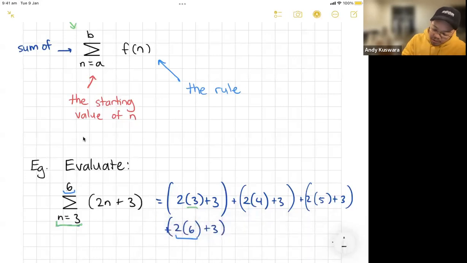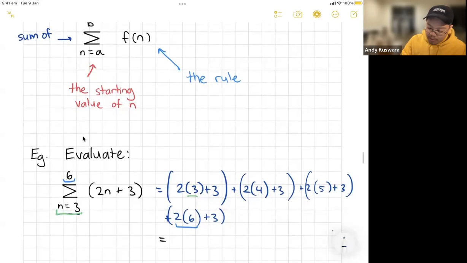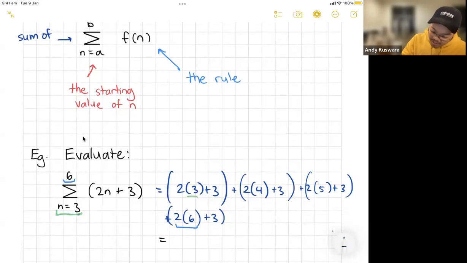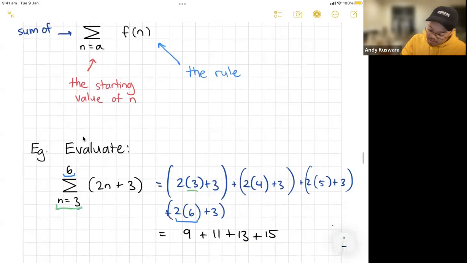And then at this point, you can evaluate all this and add it together. Should we quickly do that? 2 times 3 plus 3 is 9. 2 times 4 is 8 plus 3 is 11. Plus 13, plus 15, plus 15. Okay, there you go. Just all your odd numbers. And that should give you 20, 33, 48.